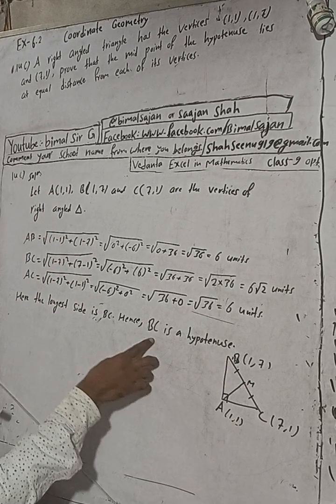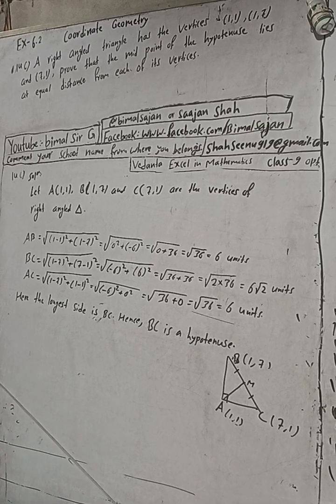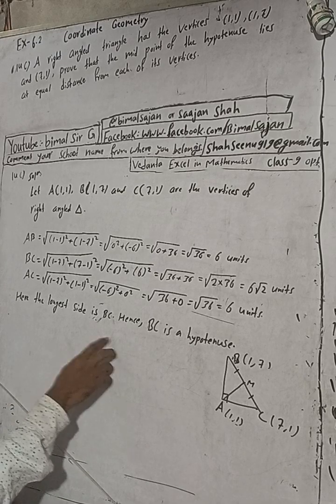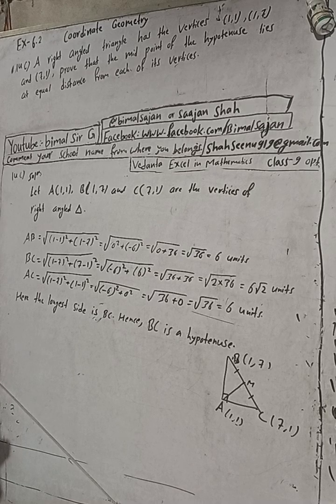Then we know that BC is the hypotenuse, since the longest side is BC. Now, prove that the midpoint of the hypotenuse, and M is the midpoint.